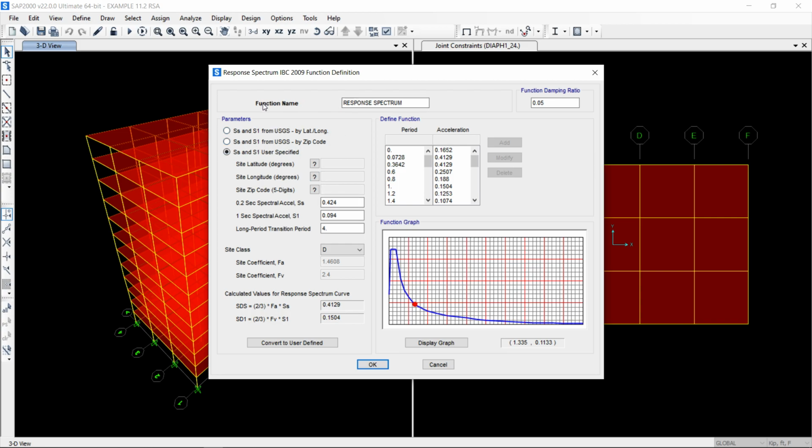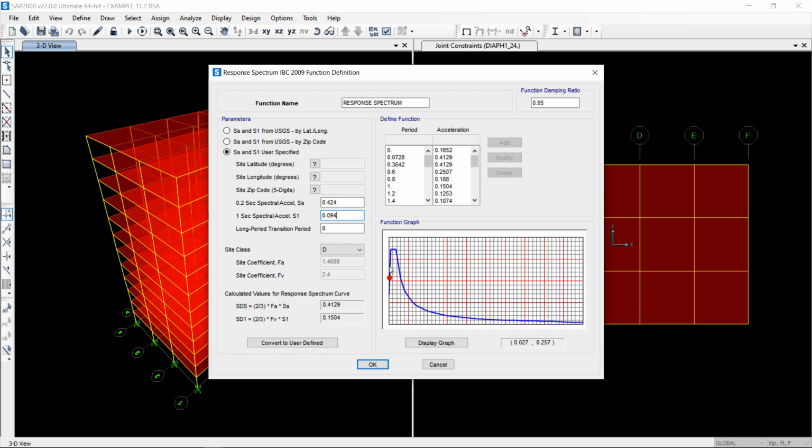Here we have to give a name. The name is response spectrum. We have to define SS and S1. We know that our 0.2 second SS value was 0.424 g. The 1 second spectral acceleration was 0.0494. Long period, normally 4, we can take 8. Site class was D. The site coefficients by default are 1.46 and 2.4, okay. So these are the values calculated.